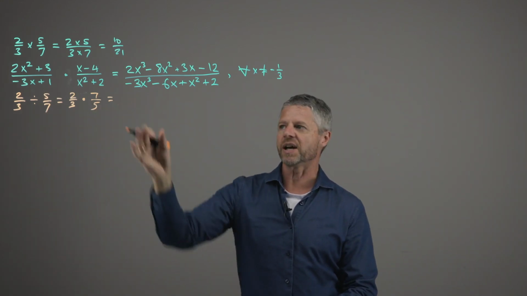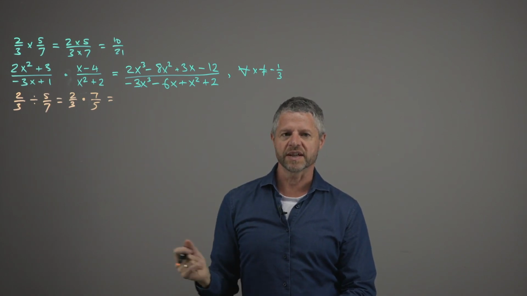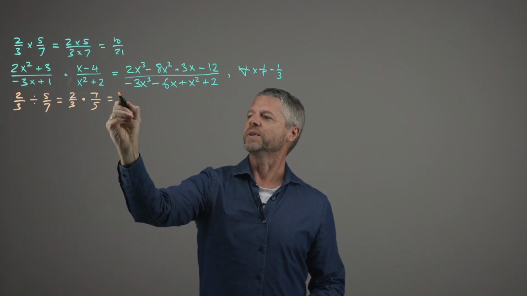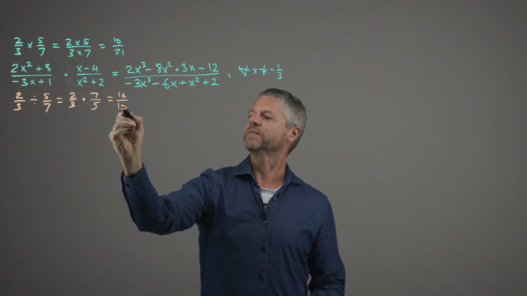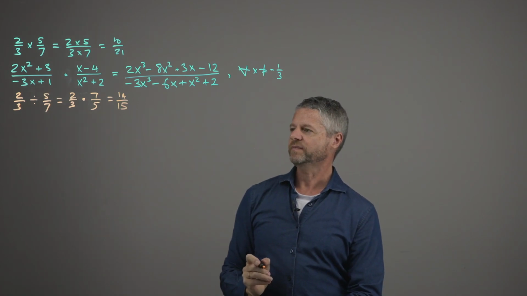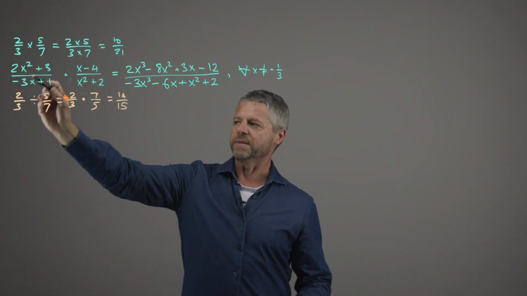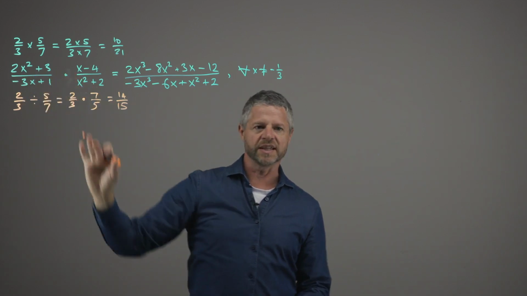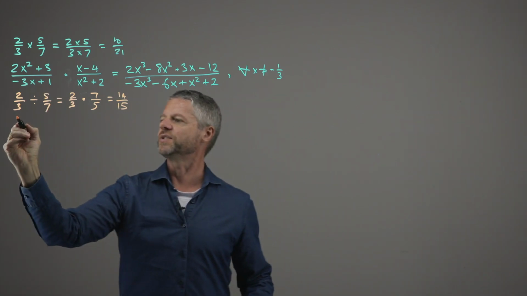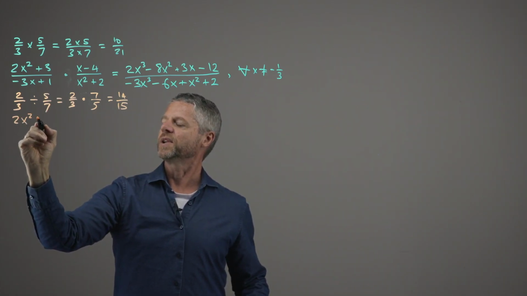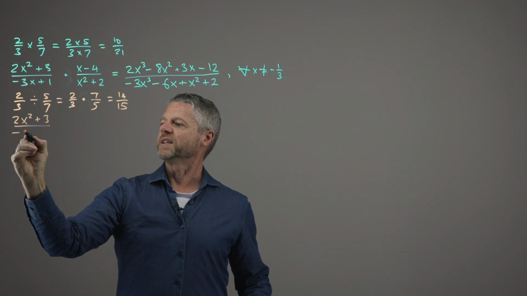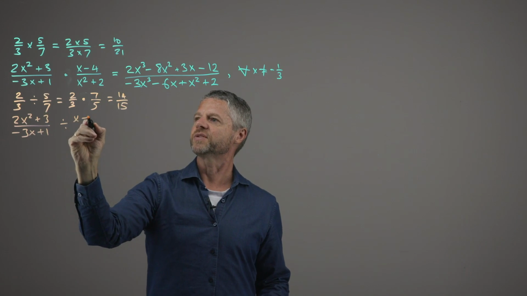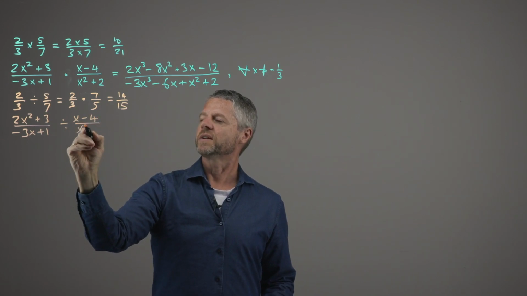And then apply what we've already done with multiplying fractions. Multiply the numerators, multiply the denominators. So we'll have 14 over 15 in this case. Let's do the same idea using the rational expressions. So let's do 2x squared plus 3 over minus 3x plus 1, and let's divide by x minus 4 over x squared plus 2.